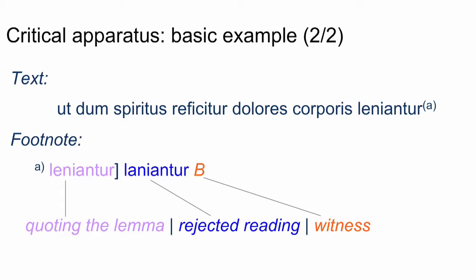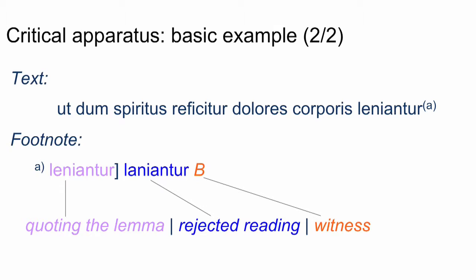In the main text, you would have the sentence that makes sense, the good sentence, and you would have a footnote attached to the word "leniantur" and saying that "leniantur" has been written "laniantur" in manuscript B. Here you have the form that the footnote would take in a traditional printed critical edition.